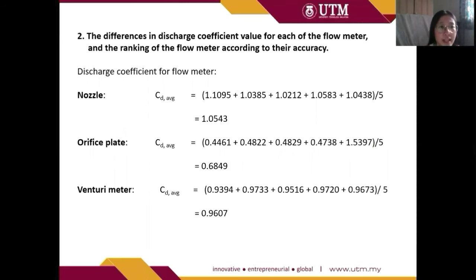The second discussion is the differences in discharge coefficient value for each of the flow meters, and the ranking of the flow meters according to their accuracy. So, the average coefficient of discharge for each type of flow meter is determined. We can see that the venturimeter has a CD value of 0.9607 and the orifice plate has the lowest CD value, which is 0.6849, while the nozzle exhibits the highest CD value of 1.0543.